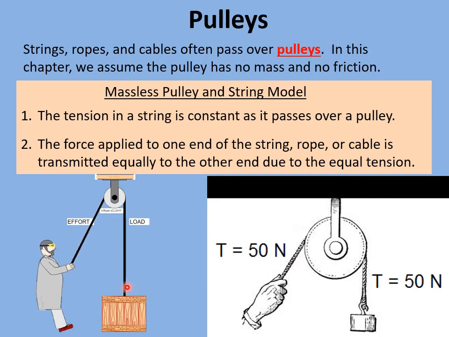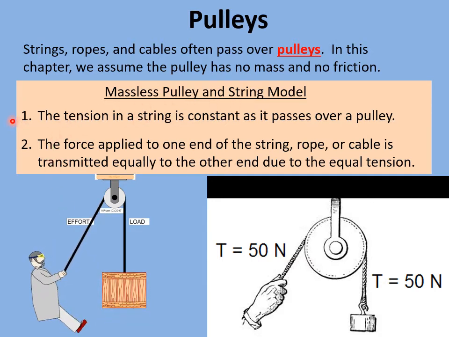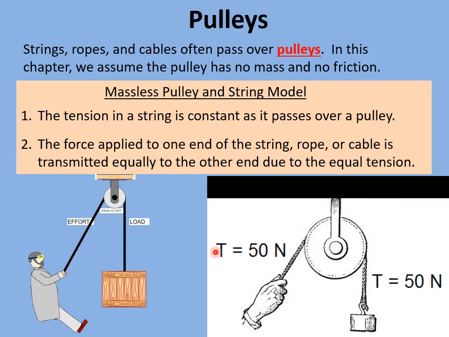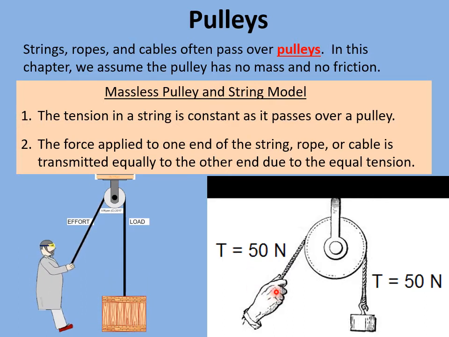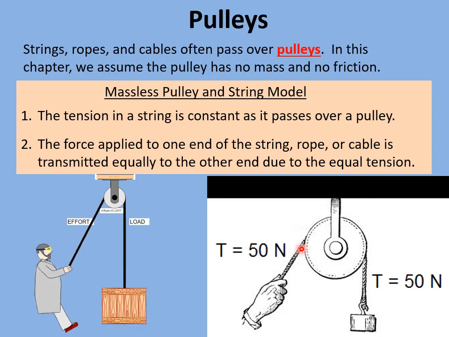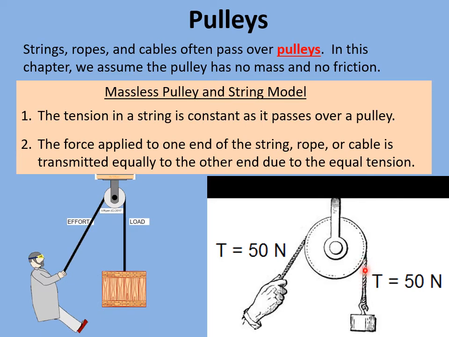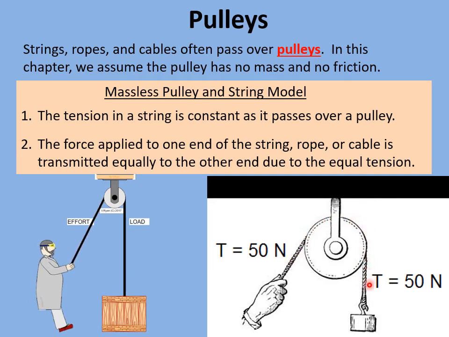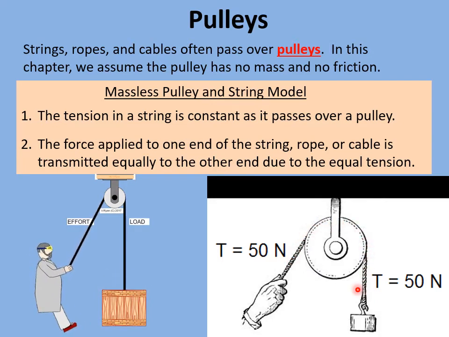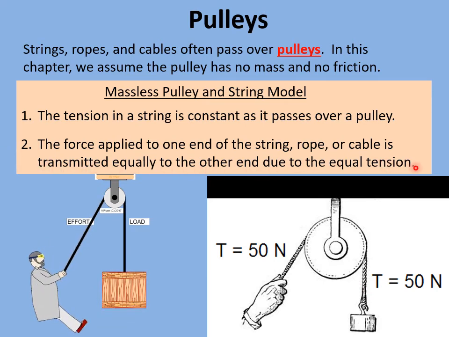So the idea here, the massless pulley and string model has the following characteristics. Number one, the tension in a string is constant as it passes over the pulley. In this picture here, if you're pulling on this rope with a force of 50 newtons, then the tension in the rope right here is 50 newtons. Well, that 50 newtons is also the same over here on the other side of the pulley. So there's constant tension along the rope, no matter what angle or how much the rope bends here, it's the same tension here. The force applied to one end of the string, rope, or cable is transmitted equally to the other end due to the equal tension.